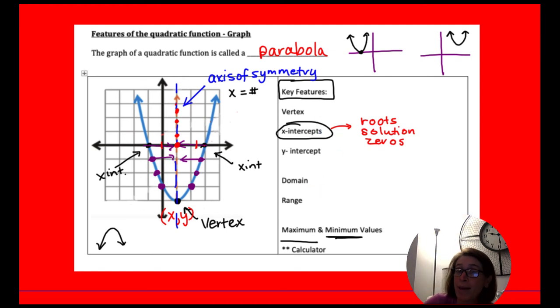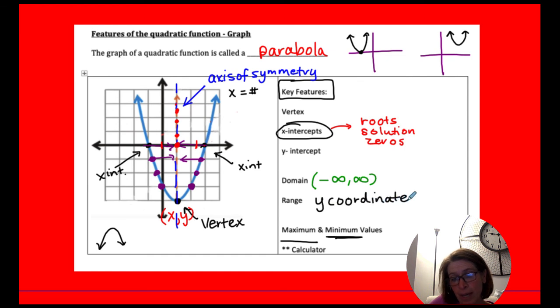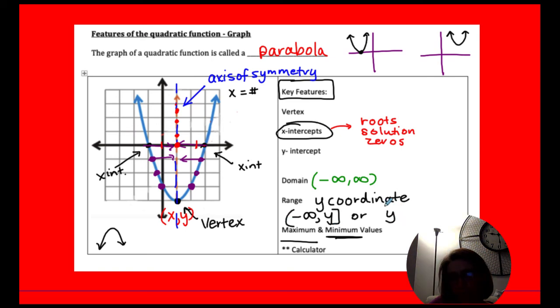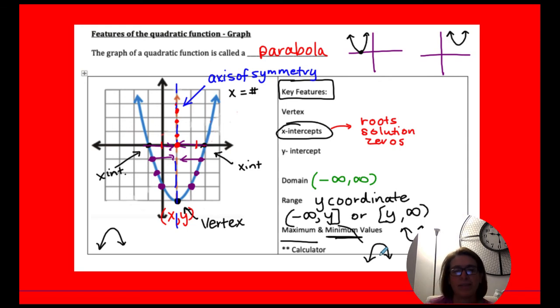Okay. All right, the domain, I'm sure you remember now at this point, is negative infinity, comma, infinity. And the range, basically, it relates to the y coordinate of the vertex, right? So it's either going to be negative infinity, comma, y, or y, comma, infinity. So this is going to be if it opens up, and this one's going to be if it opens down. All right, so really that is just an intro, a little taste of quadratics, and we're going to dive really deep into that in the coming weeks, and we want you to feel really, really good about this topic.